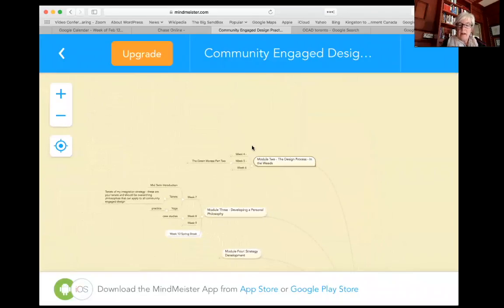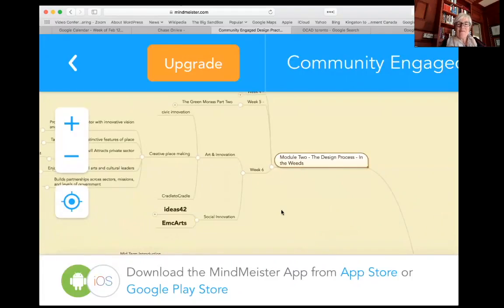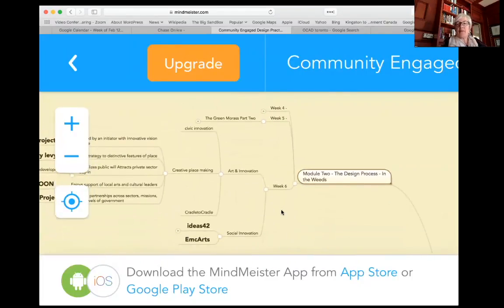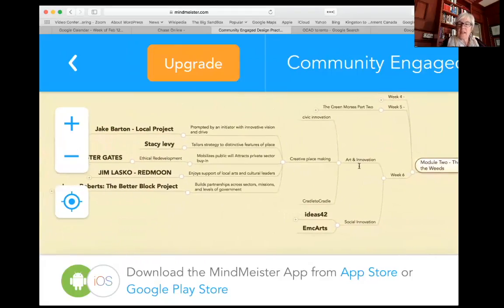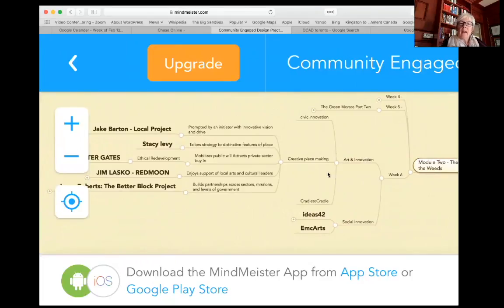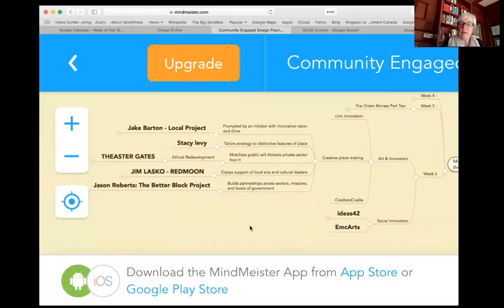So this week, we're going to take a slight variation on that and really look at the design process in the weeds, and how behavioral aspects of what we do can affect the strength of what we're doing with sustainable design and green infrastructure. I'm really looking then at art and innovation. Here we're going to look at creative placemaking, and we'll have the 5 tenets of creative placemaking and some case study examples of these folks.